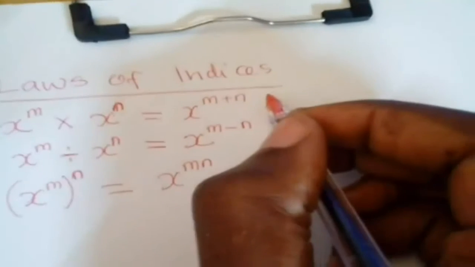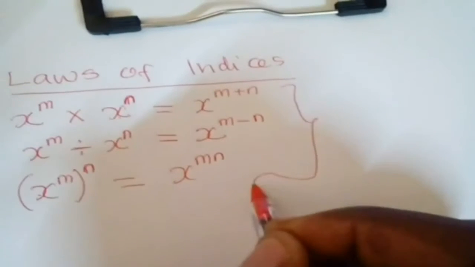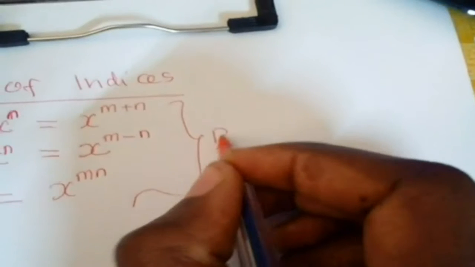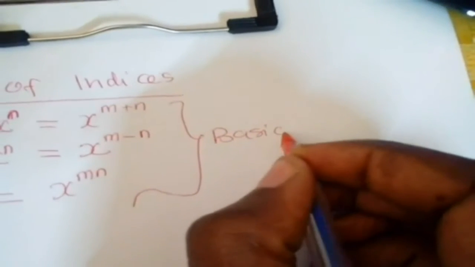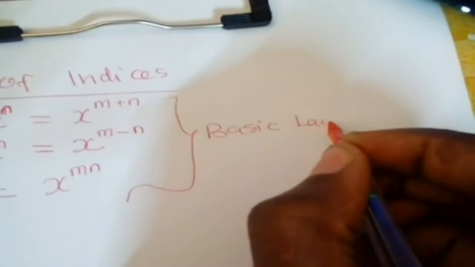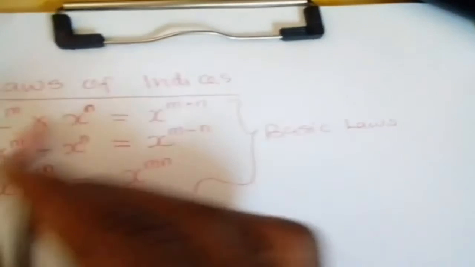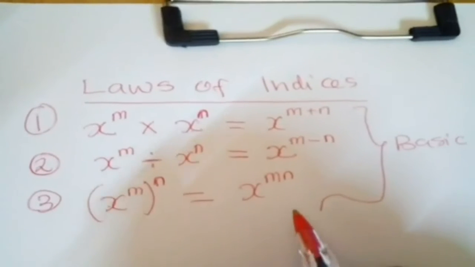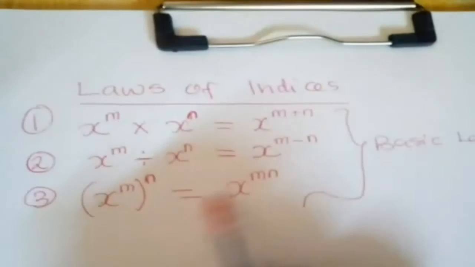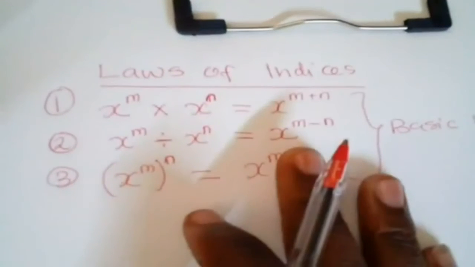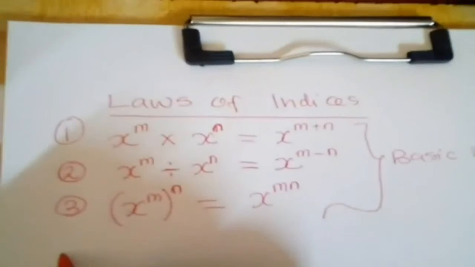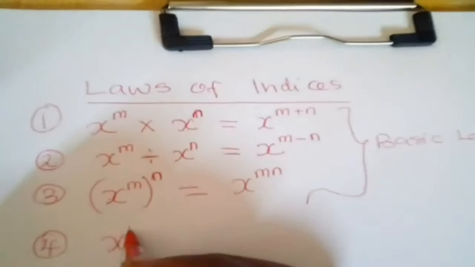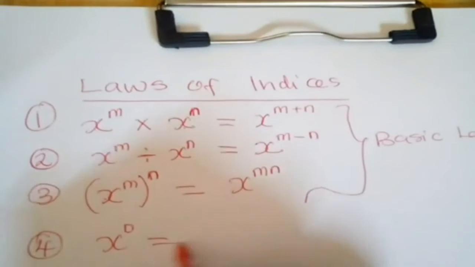And so these three are called the basic laws of indices. Now from these three basic laws of indices, we can deduce other laws, like x to the power 0 is equal to 1.